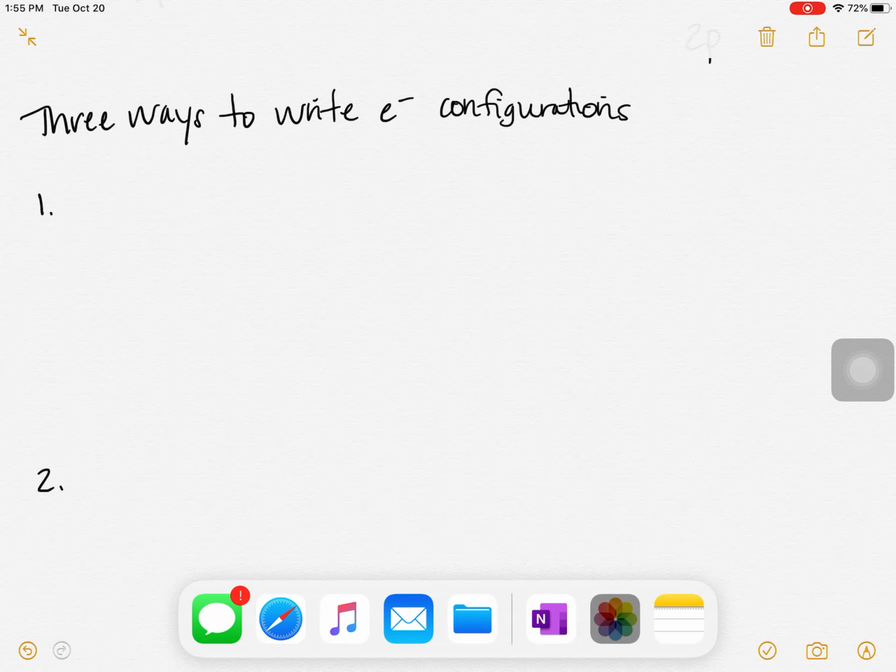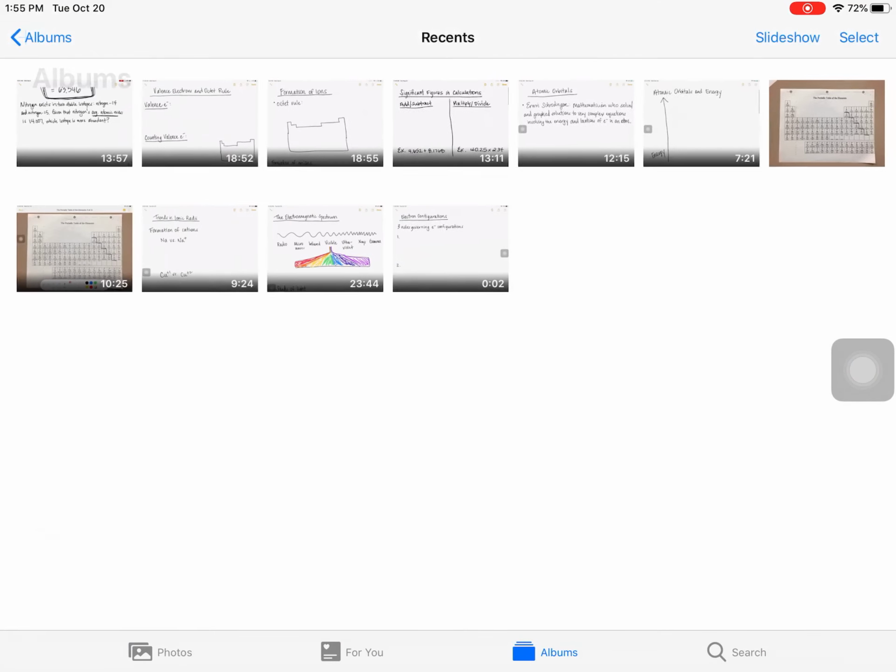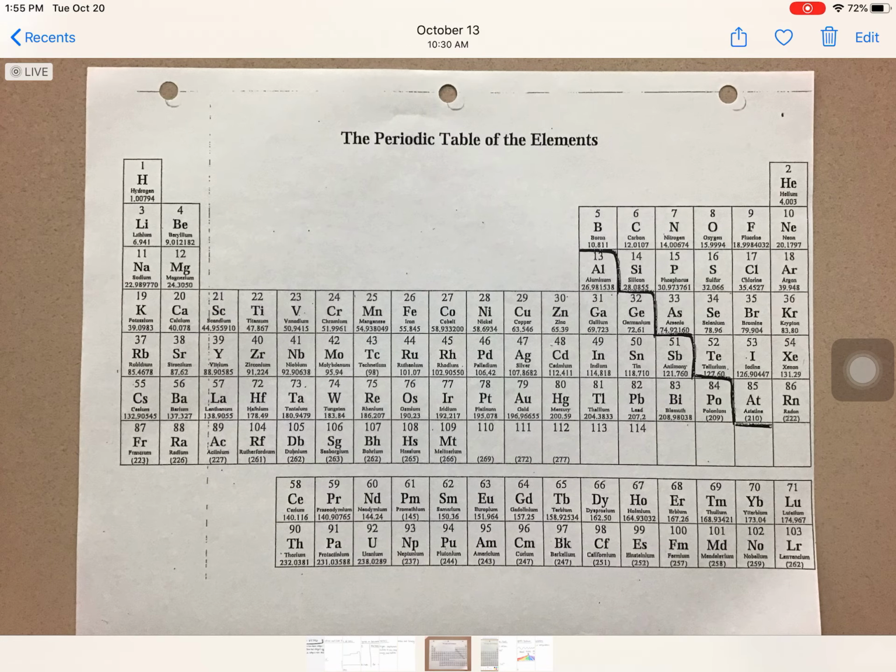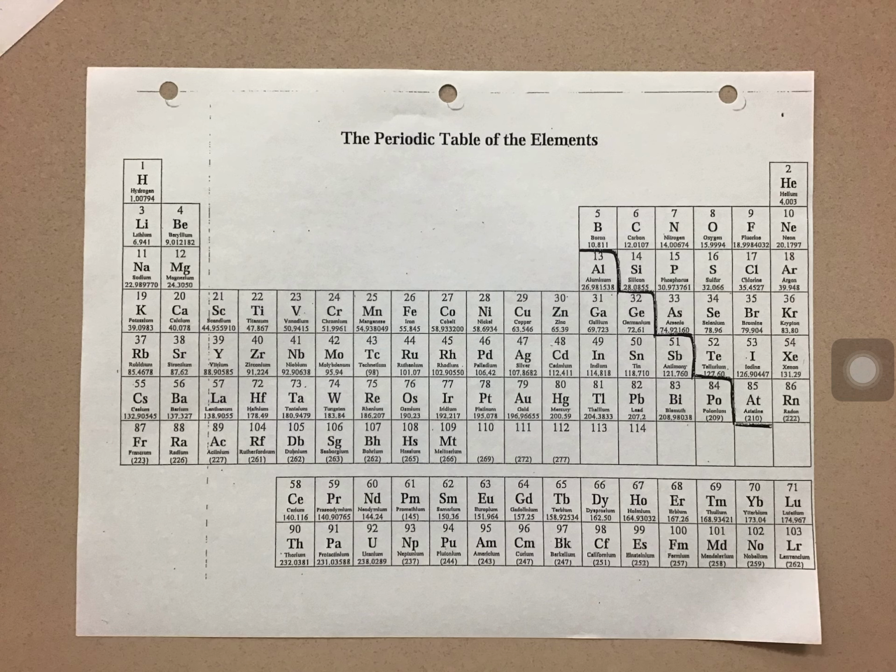However, before we do that, I want to go to the periodic table and look at something real quick. Now I can't write on this because it's a photo, but we'll just talk about it. Remember that the periods are the energy levels. So the first period is the first energy level, the second period is the second energy level, the third is the third, and so on and so forth.